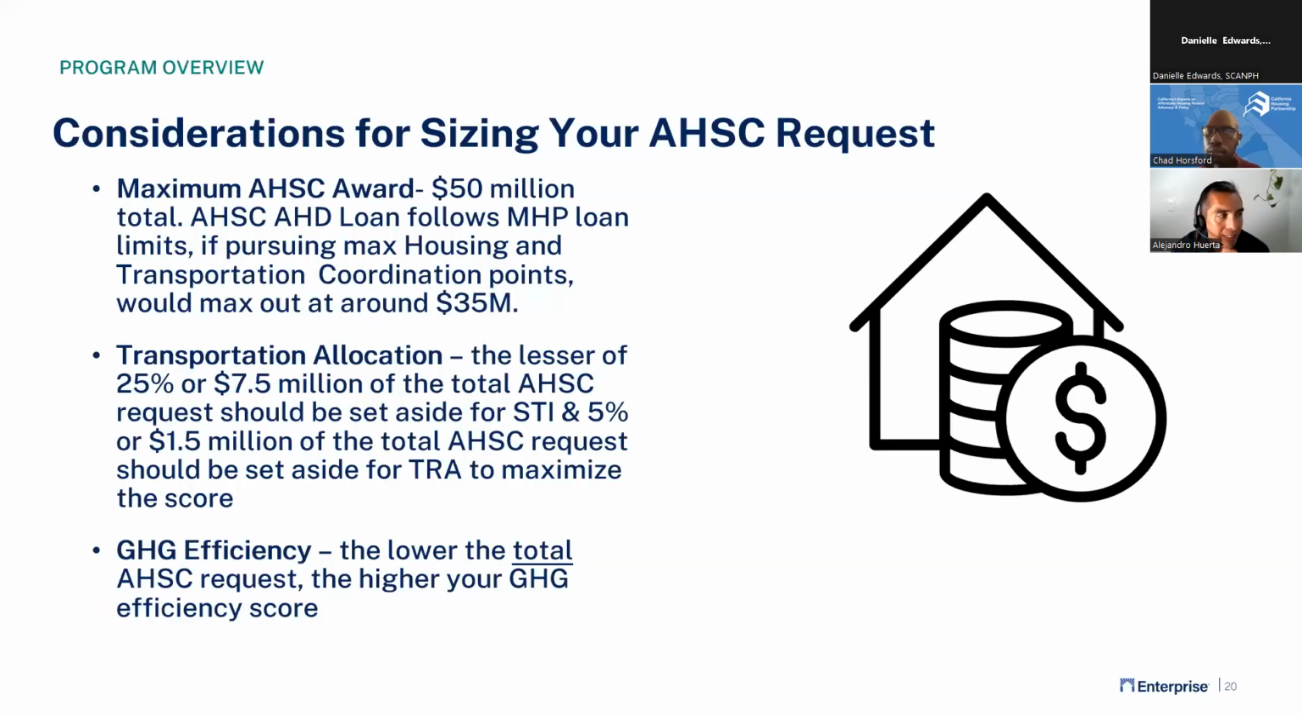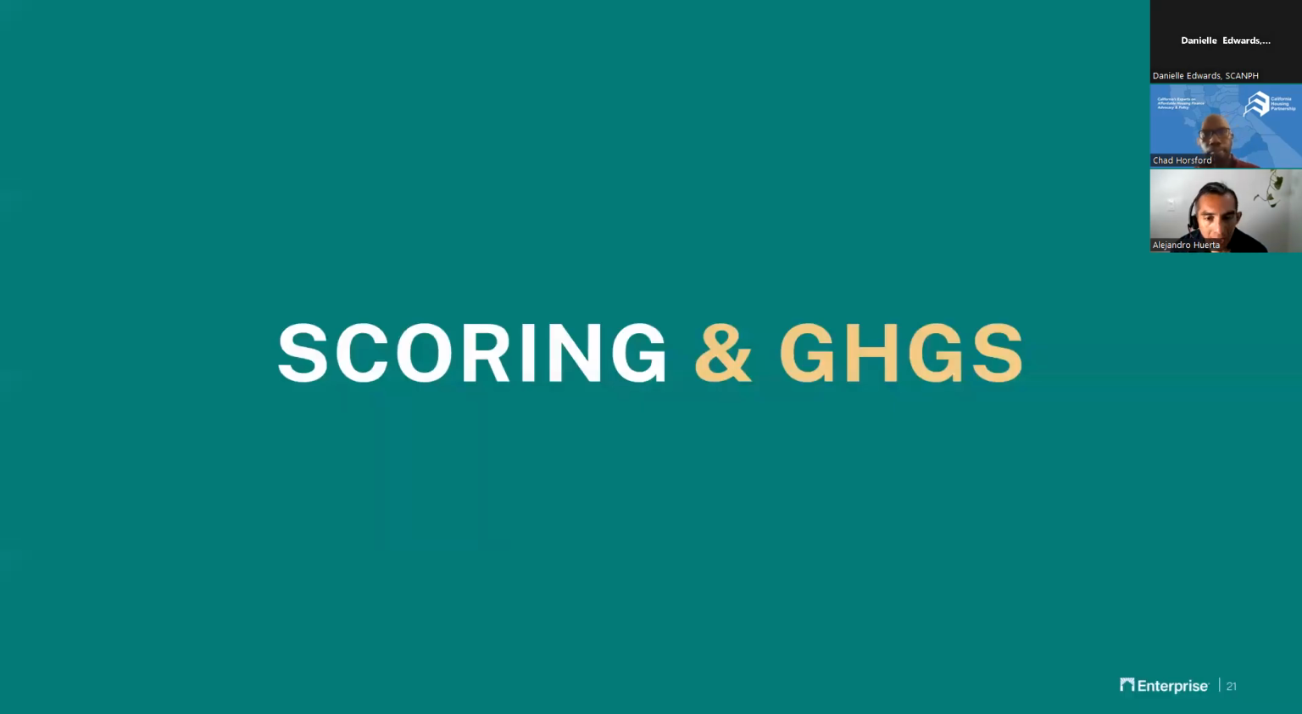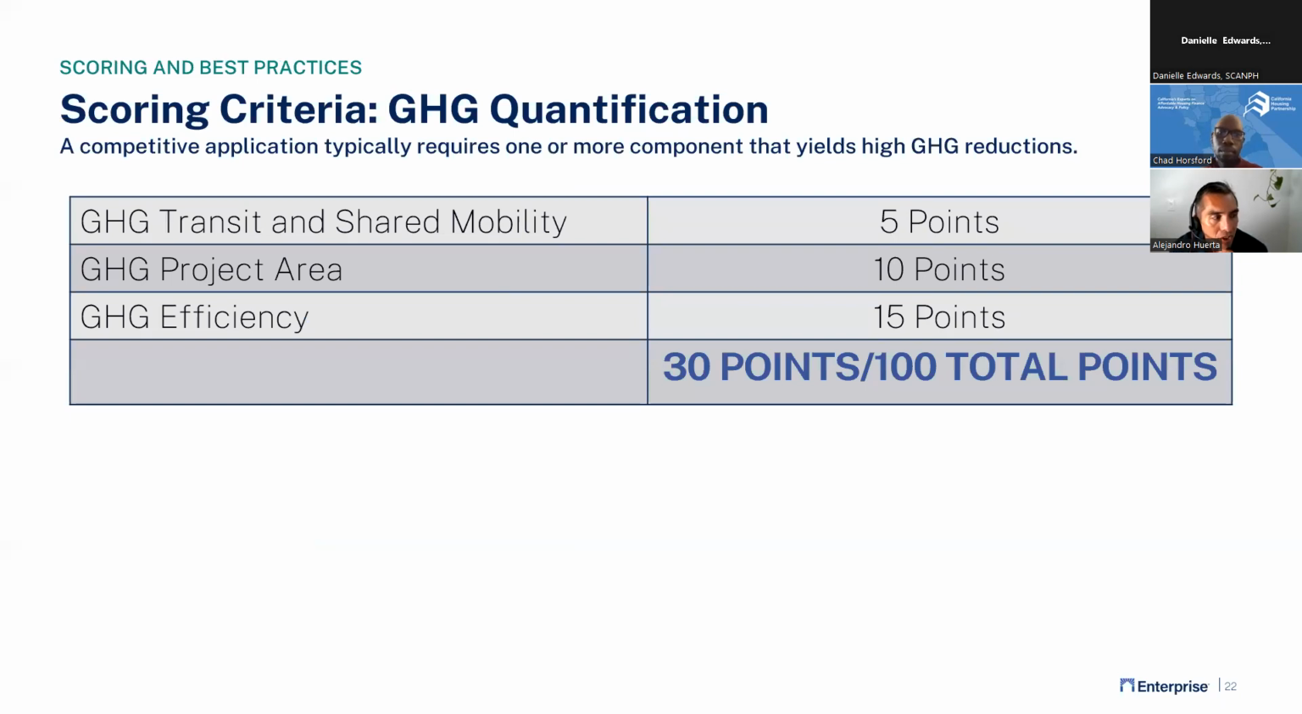And I also wanted to mention these STI and TRA numbers: 25% or $7.5 million, and 5% or $1.5 million. These are targets to make sure that you are the most competitive. If you're not able to achieve those, you will lose out on some points. Just wanted to clarify that. In terms of GHG quantification, the reason I mentioned at the very beginning this is so important is that it is 30% of your total score out of 100. So in other words, it's a substantial chunk and the largest chunk of all the points. And so that's why we really like to emphasize that the GHGs are the most important.